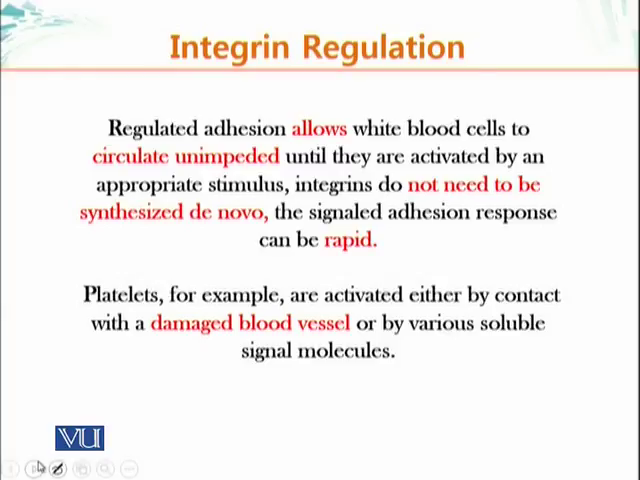We have seen how selectin plays a role in that. Integrins do not need to be synthesized de novo. They are generally present on the surface of the cell. Once the adhesion signal has been received, they quickly become activated.